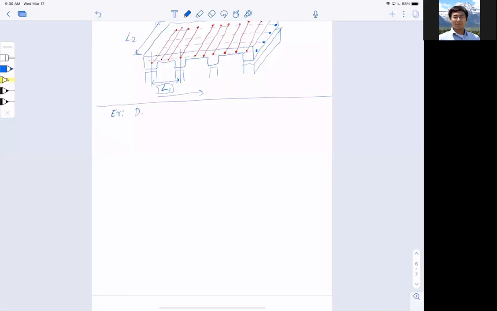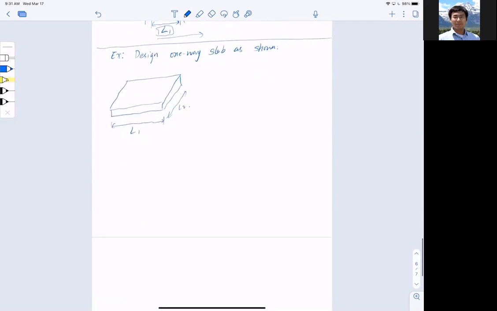So all this said and done, let's put it into practice. Design one-way slab, as shown. Here, I'm just going to draw a simplified drawing. I say I have a segment of one-way slab, with a span length of L1 and a span length of L2. To put it in an even simpler form, essentially that is a simply supported beam. I'm going to assume it's simply supported, which in real cases we'll talk about next lecture. But anyway, let's assume simply supported.